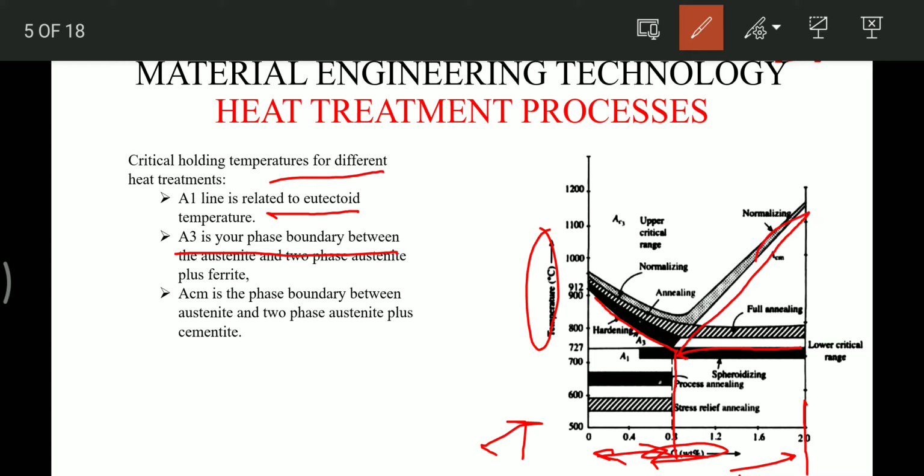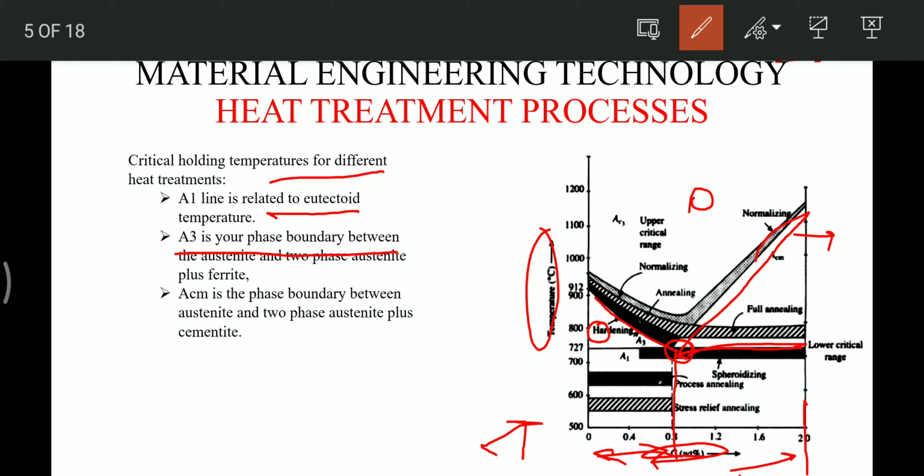These are the critical boundary lines that represent the temperature to which we are going to heat the specimen for heat treatment. The A1 line is related to the eutectoid temperature. This is the eutectoid point, as we know, so this line is the eutectoid temperature line. Then A3 is the phase boundary between austenite and the two-phase austenite plus ferrite region. So this region is austenite plus ferrite and this is austenite.